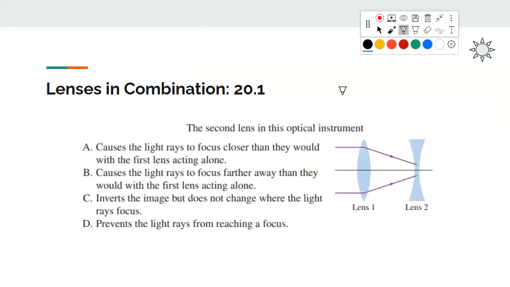Okay, so just to give you an example to build intuition, we have this diagram and they want you to say the second lens in this instrument would cause what to happen. We have light entering lens 2 from lens 1. Would it cause the light rays to focus closer than they would? Would it cause the light rays to focus farther away than they would? Would it invert the image but not change where the light focuses, or would it prevent the light from reaching a focus? What do we think?